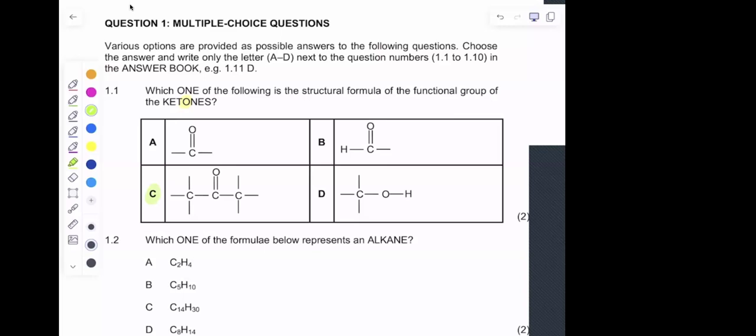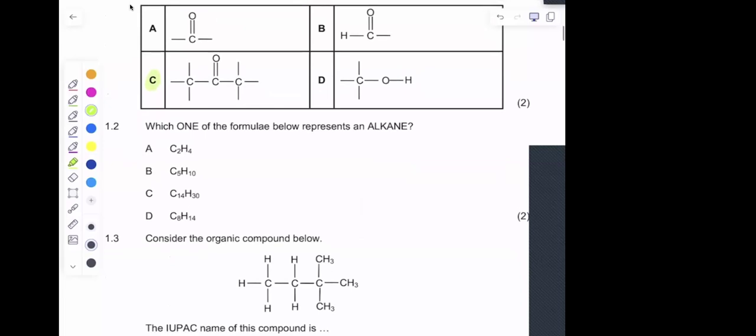For the next question, I want you guys to all engage and all give the answer that you think is correct. Okay, let's look at 1.2. 1.2 says, which one of the formulae below represents an alkane, right? Alkane. Which one, A, B, C, or D? Which one of them will be an alkane?